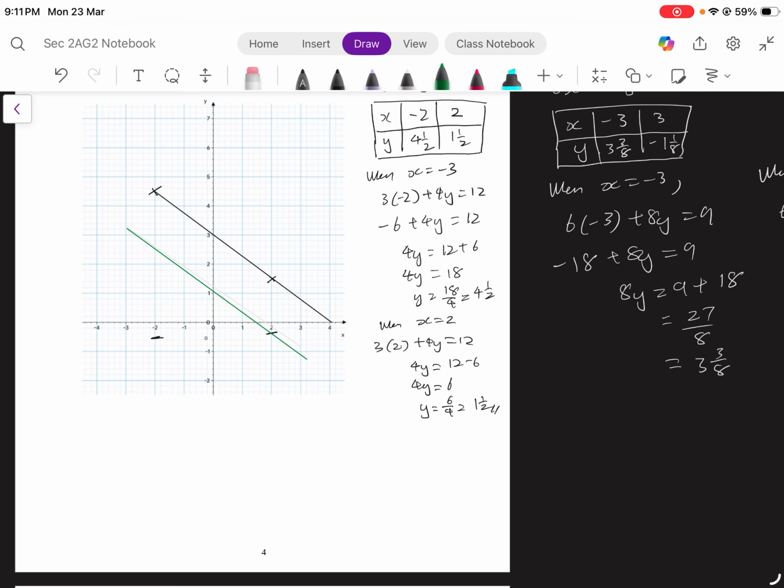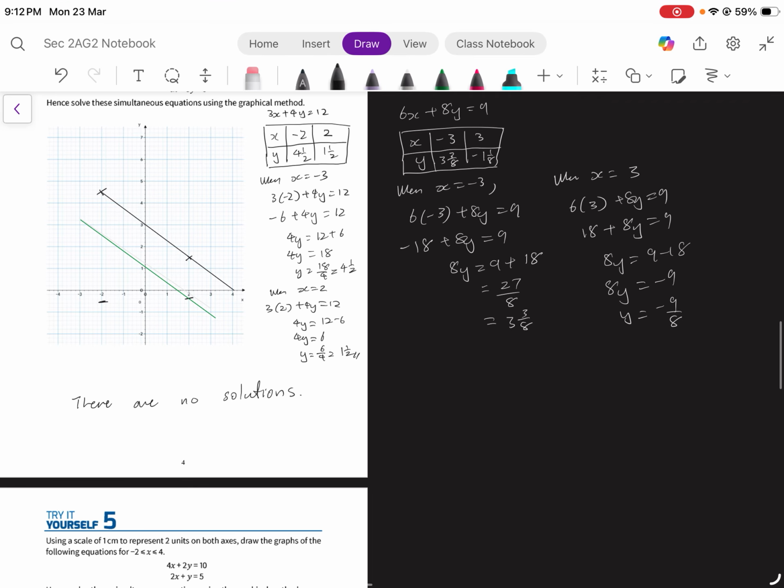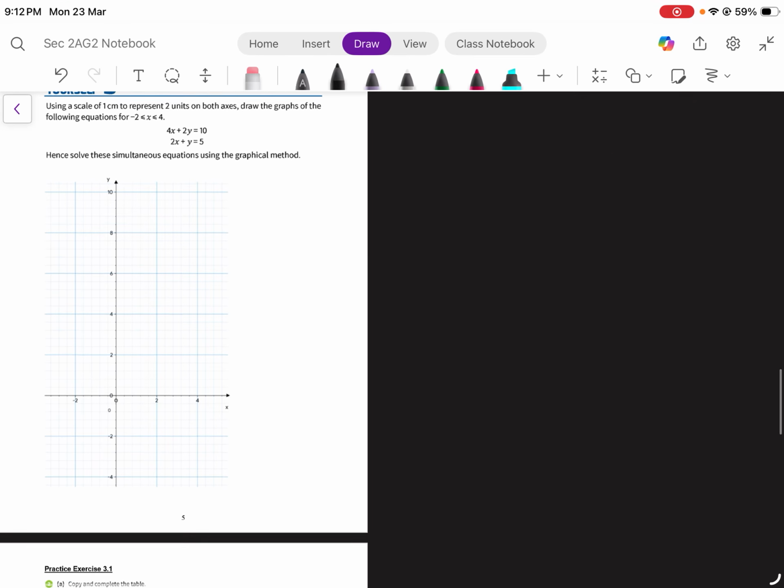So the interesting thing is, you notice that the two lines don't intersect. So not every simultaneous equation will have a solution. There's actually a possibility where the simultaneous equations don't have a solution at all, because they do not intersect at all. You look at the two lines, they don't touch each other. So there are no solutions for this graph. All right. Okay, good, moving on.